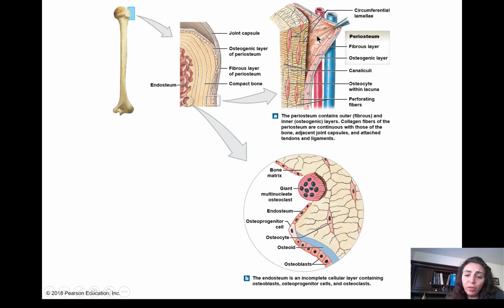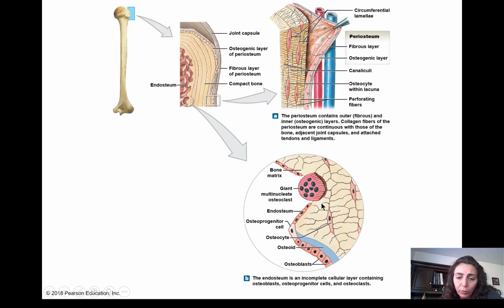But I don't see those perforating fibers here. As soon as I see them in a picture, I will show you, but they are located here, connecting between these and the compact bone here. Very thin, tiny fibers here. We call them perforating fibers. And the other name for them is Sharpey's fibers, if you ever hear them.